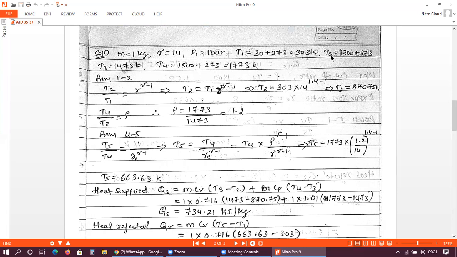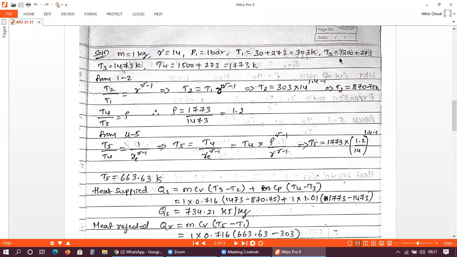After that, T3 and T4 are given here. T3 is equal to how much? That is 1200 degrees Celsius plus 273. It will be 1473 Kelvin, right? At constant volume process T3 is the maximum temperature, and at constant pressure process T4, maximum temperature, is 1500 degrees Celsius plus 273. It will be 1773 Kelvin. Okay, so this is the given data. You have to extract it properly without any confusion. You understood now how T3 and T4 have been extracted, right?